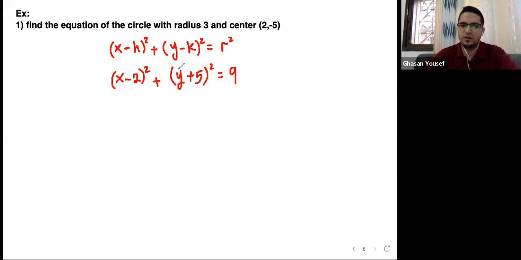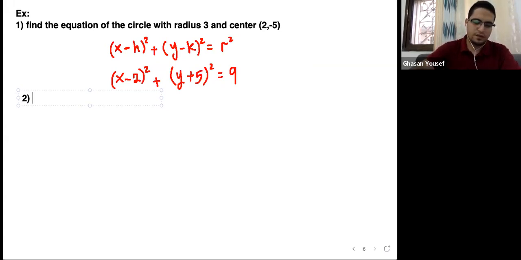So you just have to know how to plug the center into the equation, and how to plug the radius into the equation, and how we get the equation of the circle like this: (x - 2) squared plus (y + 5) squared equals the radius squared, 3 squared, which is 9. This is the first part of this example.